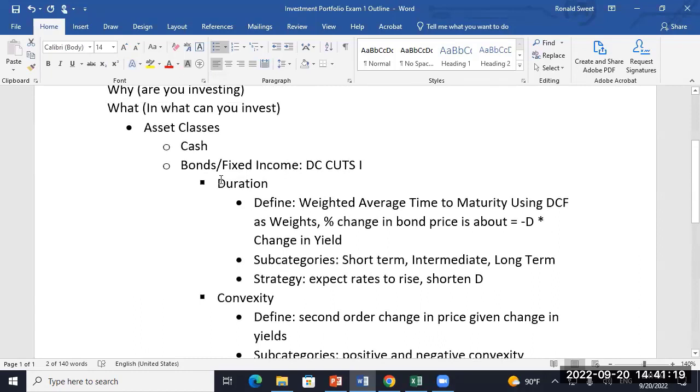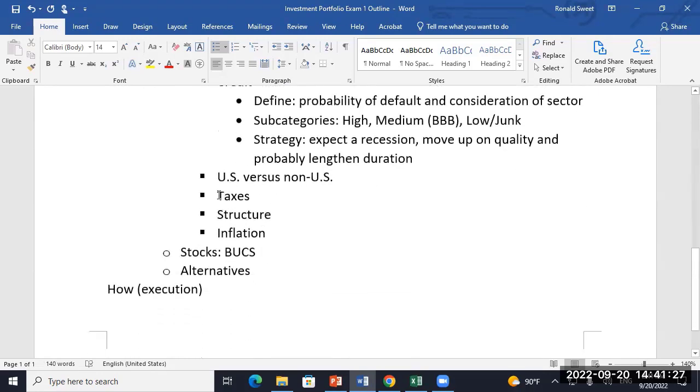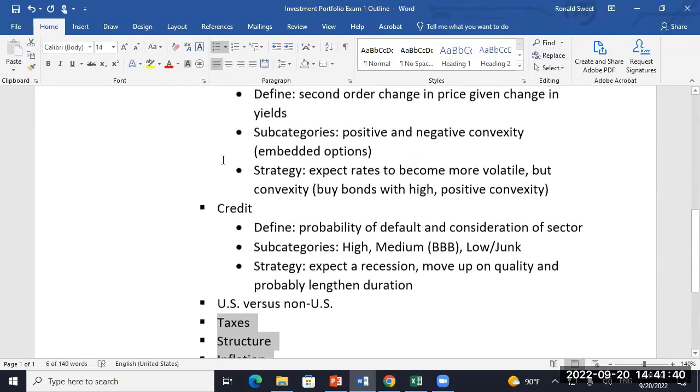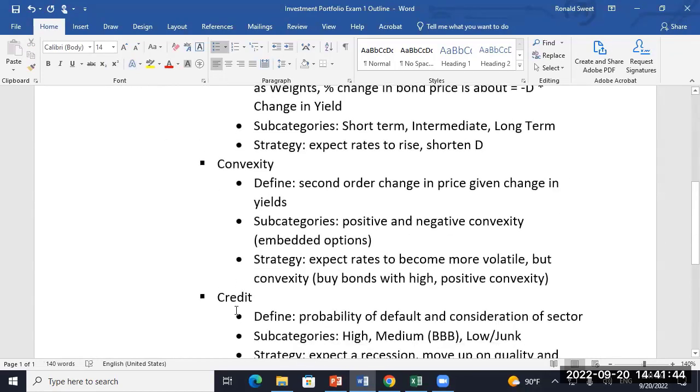So y'all see this, the basic breakout: define what it is, what are subcategories, what's the strategy. Once we get down to these last ones, there's not many strategies. Taxes, it's either taxable bonds or tax exempt bonds. Structure, they're either structured debt or they're not structured debt. Inflation, they're either inflation linked or not. So it gets really pretty simple at the end. So these first three really are the most critical ones. Duration, convexity, and credit is where you spend most of your time as a bond investor. All right.